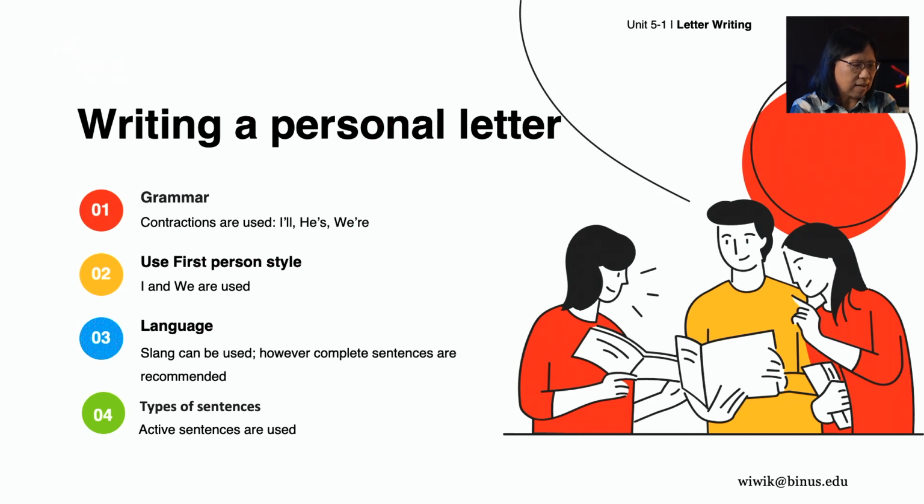And then the second one, it's also possible to use first person style, so I or we, to make it personalized. And the language, slang, might be used. But don't forget, complete sentences are recommended. How about types of sentences? You are supposed to write active sentences.